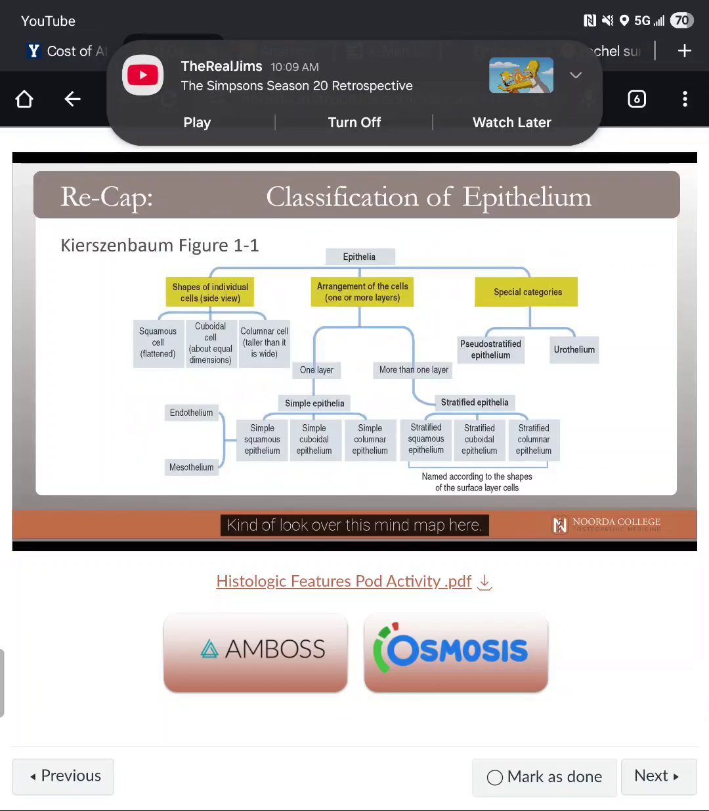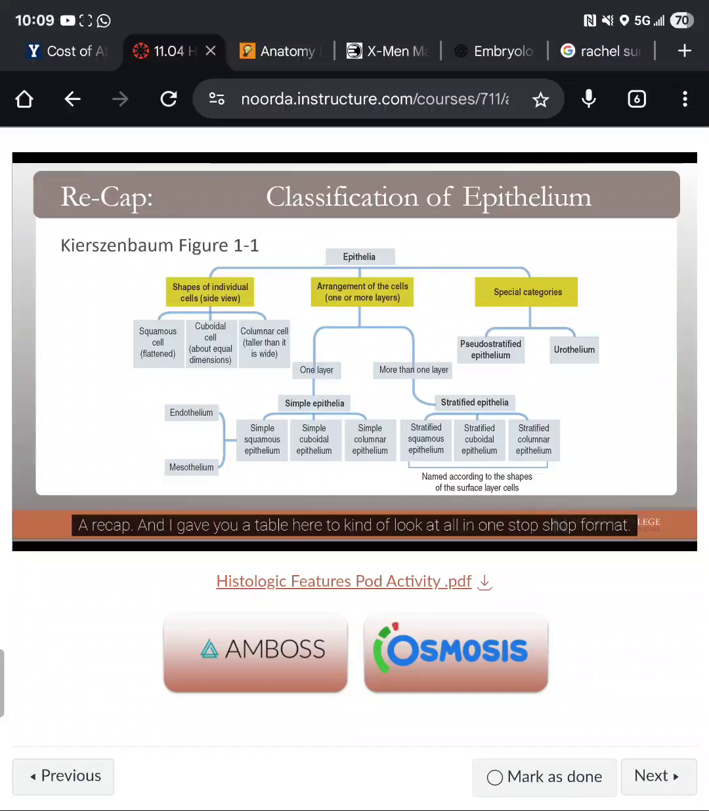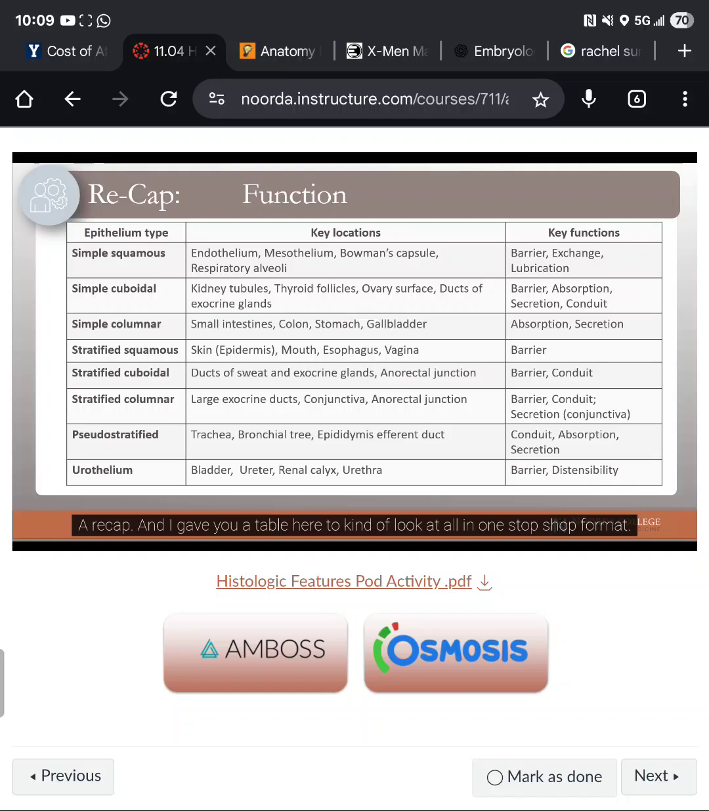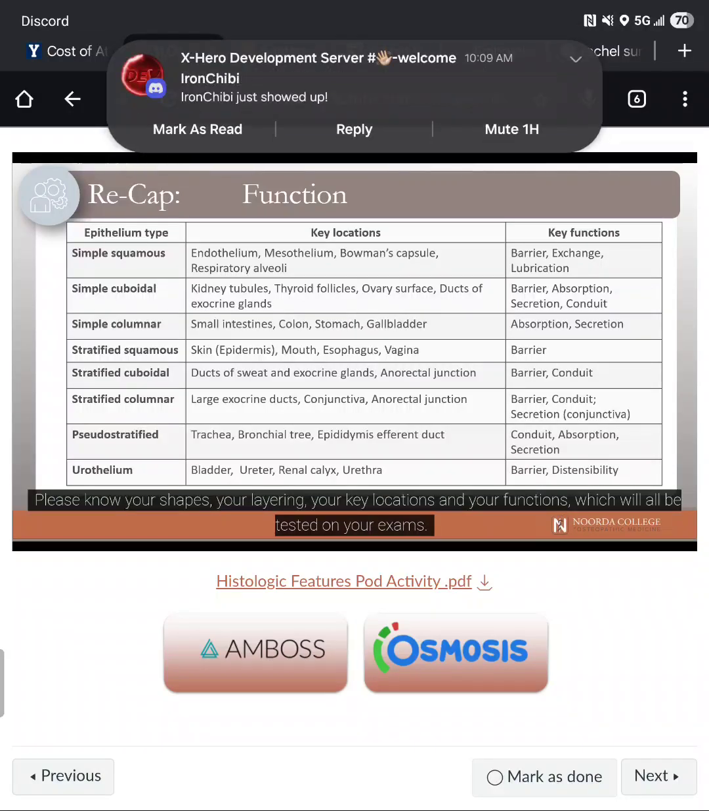Kind of look over this mind map here, a recap. And I gave you a table here to kind of look at all in one-stop shop format. Please know your shapes, your layering, your key locations, and your functions, which will all be tested on your exams.